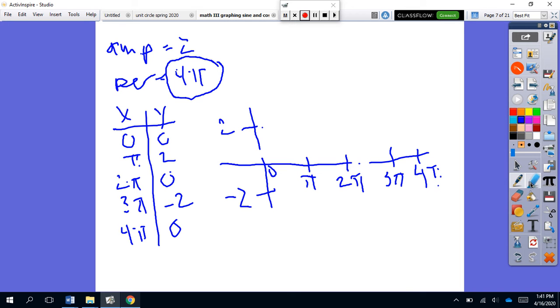And then you just graph your points. So 0, 0, pi, 2, back to 0, down to negative 2, and back to 0. And then just draw your curve the best you can.